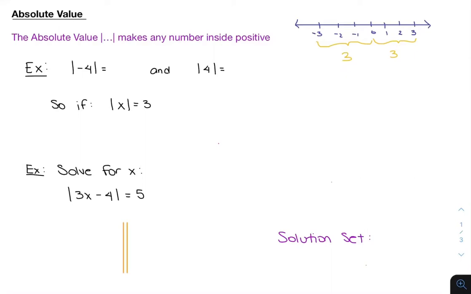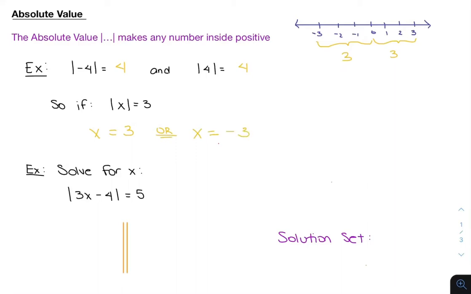This means that for any number, the absolute value makes the number inside positive. The absolute value of -4 is just 4, and the absolute value of 4 is also 4. So if we have that the absolute value of x is equal to 3, that means that our x can possibly be either positive 3, or x is equal to -3.